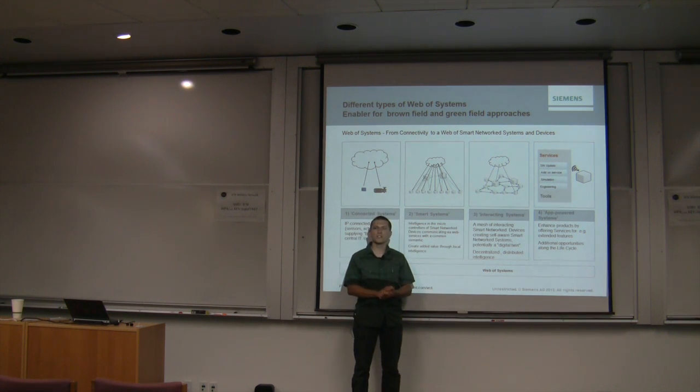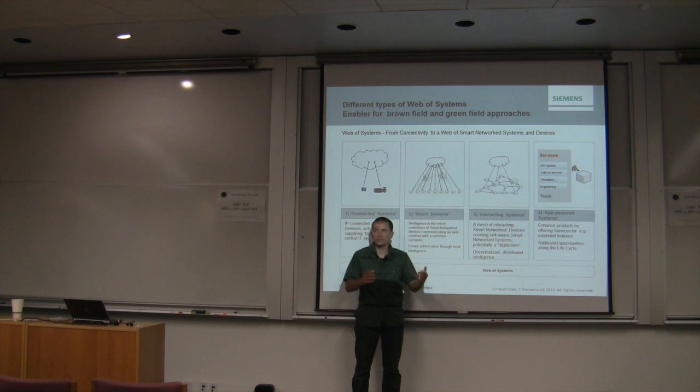Then the third step is that these devices also can communicate among each other. So if we have a system where we have a pump, we have a flow sensor, we have a temperature sensor, and suddenly the flow sensor is recognizing that the pump is getting clogged, it could tell the pump to maybe increase the pressure to keep the flow going.